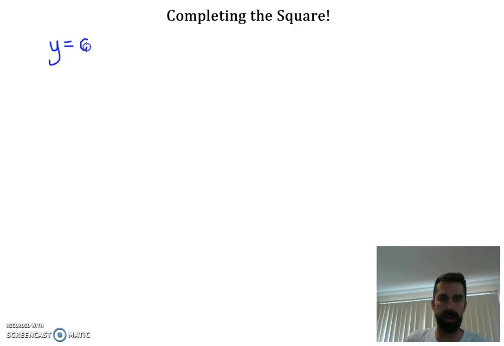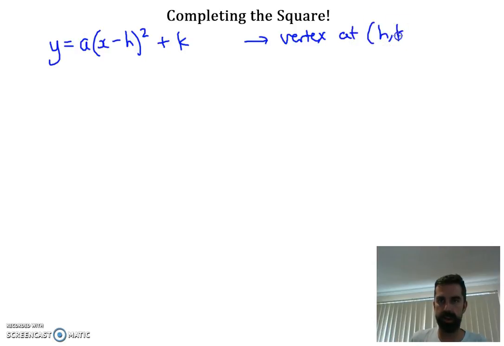sorry, just erase that, make sure I get this right. If they look like this, this is what we call vertex form, and if you remember when we drew those, we found that they always had a vertex at the coordinates specified by h and k. So this method, completing the square, is all about taking a regular quadratic equation and putting it into this form, because then it's easy to plot.